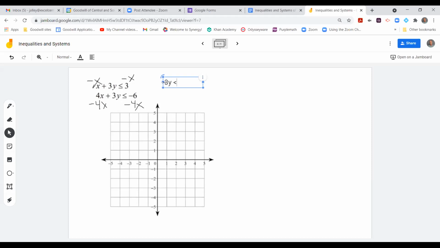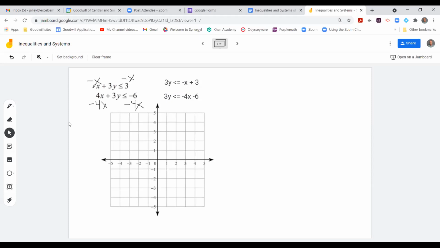3y less than or equal to negative x plus 3 for the first one. The other one says 3y less than or equal to negative 4x minus 6. What do we do next?